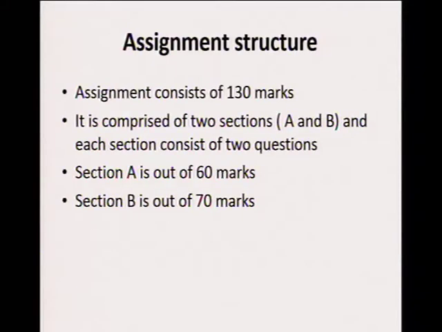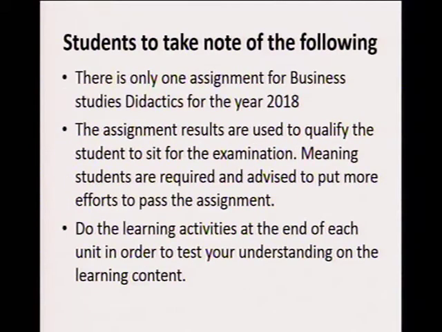Your assignment consists of 130 marks. It is comprised of two sections, Section A and Section B, of which each section will consist of 2 questions. Section A will be out of 60 marks, whereas Section B is out of 70 marks, which brings the total to 130 marks. That is the assignment structure.